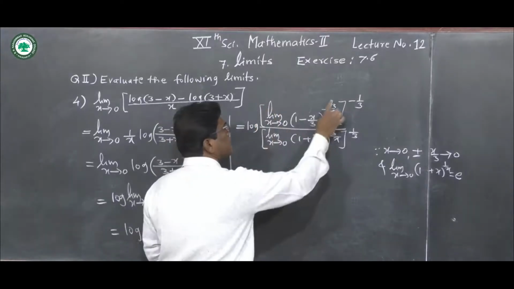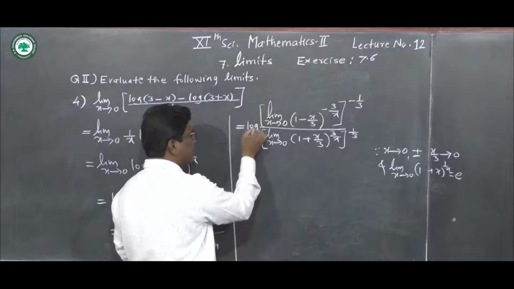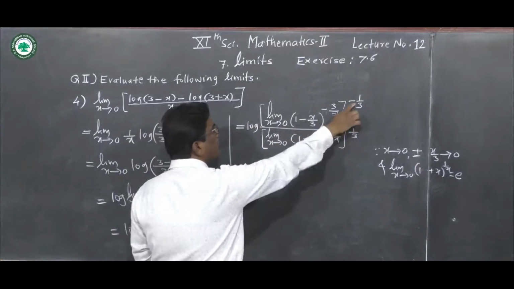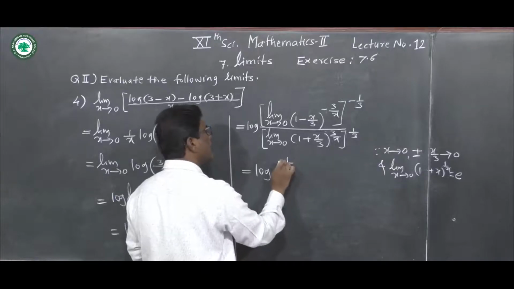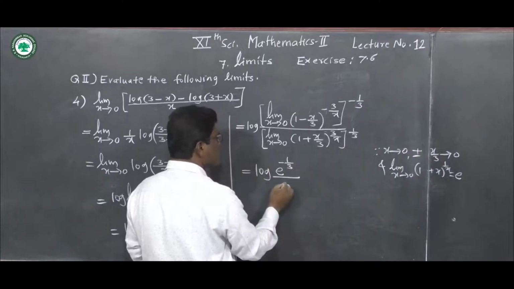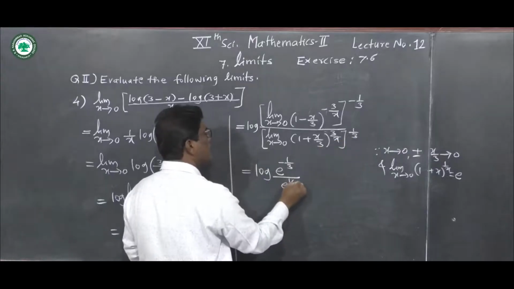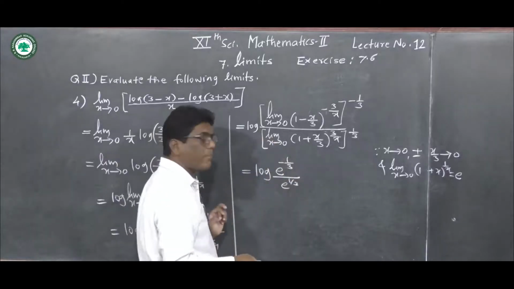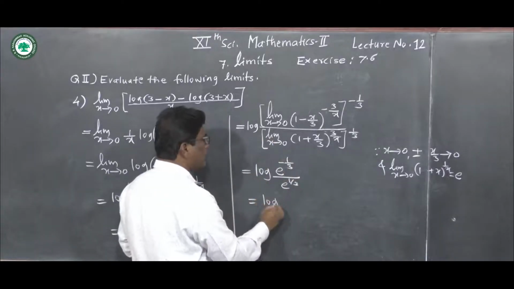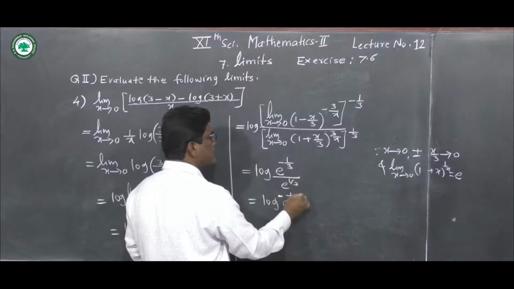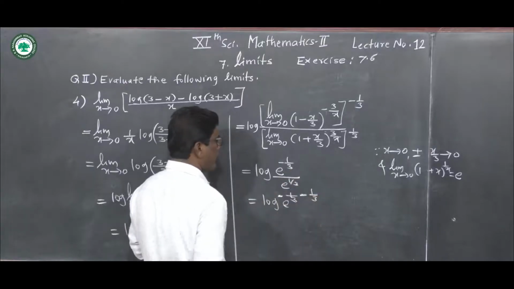So the value of this square bracket is e. Write this log as it is. And here the numerator is e to the power minus 1 upon 3 divided by the denominator, which is e. So e to the power 1 upon 3. Now carry this e to the power 1 upon 3 in the numerator, and therefore we get log of e to the power minus 1 upon 3 as it is. This plus becomes minus, so minus 1 upon 3.